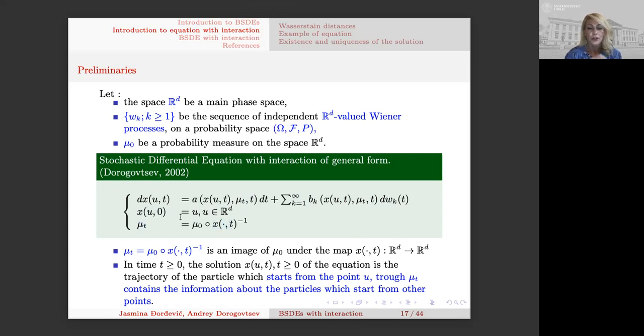Furthermore, the solution of this equation, x at some moment t, can be seen as the trajectory of a particle which starts from point u and which at some moment t interacts with other particles, where mu_t actually contains the information about these interactions.